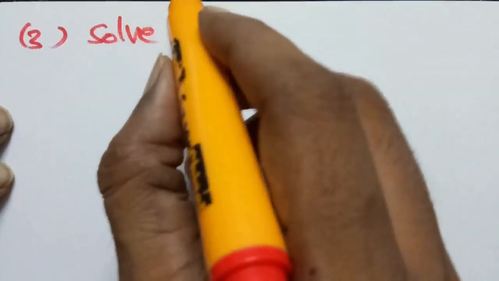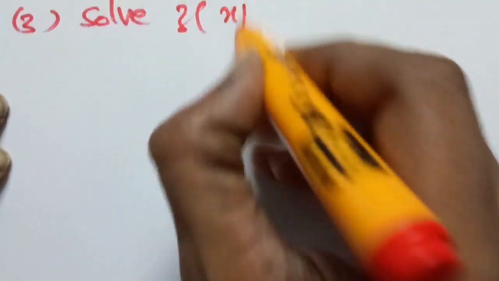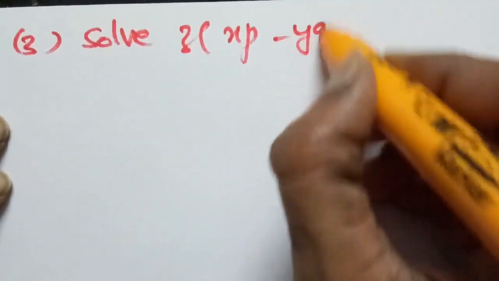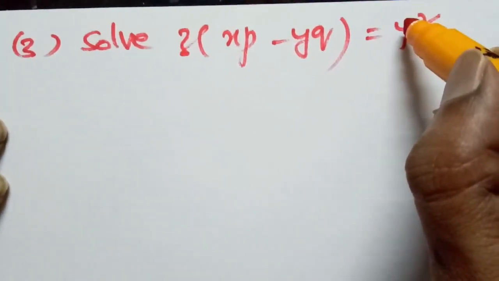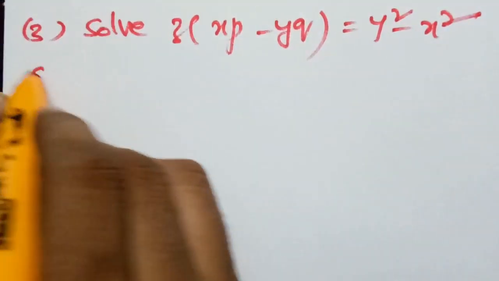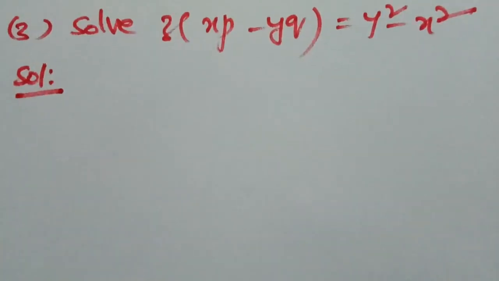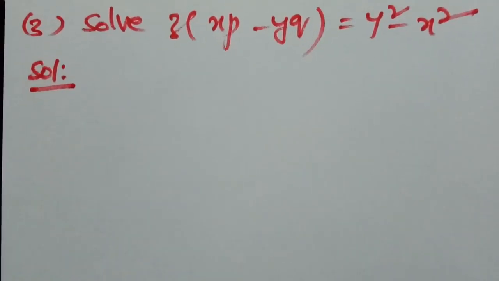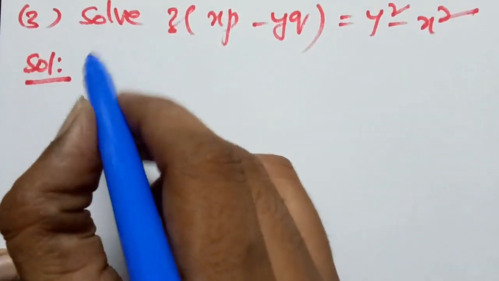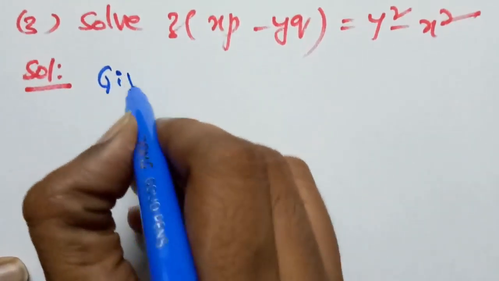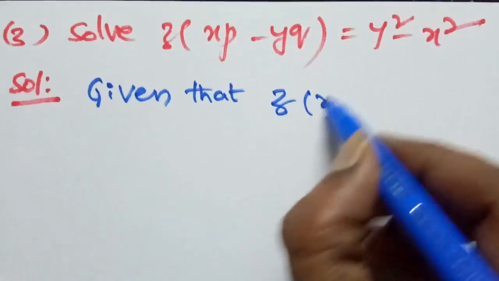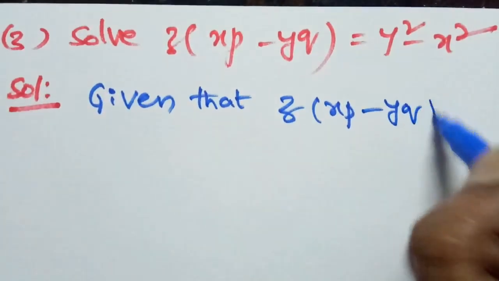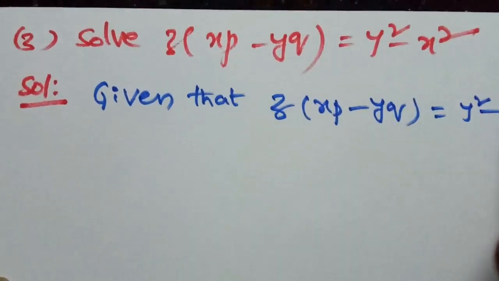Problem number 3. Solve z into xp minus yq is equal to y square minus x square. Now write down the given equation. Given that z into xp minus yq is equal to y square minus x square.